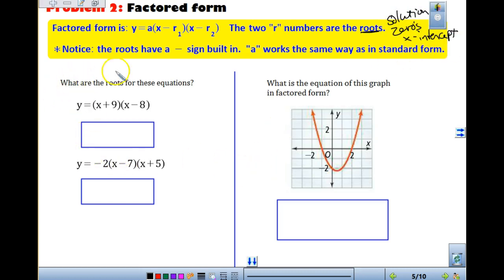Noticing that the minus sign, again, in the A works the same way as in standard form, making it go up or down. So if we are looking at this, what are our solutions for x? Please write those first ones down, check with your shoulder partner. What are the roots or the solutions? And if you want to leave it as x equals, or if you want to write it as an ordered pair, I take it either way.